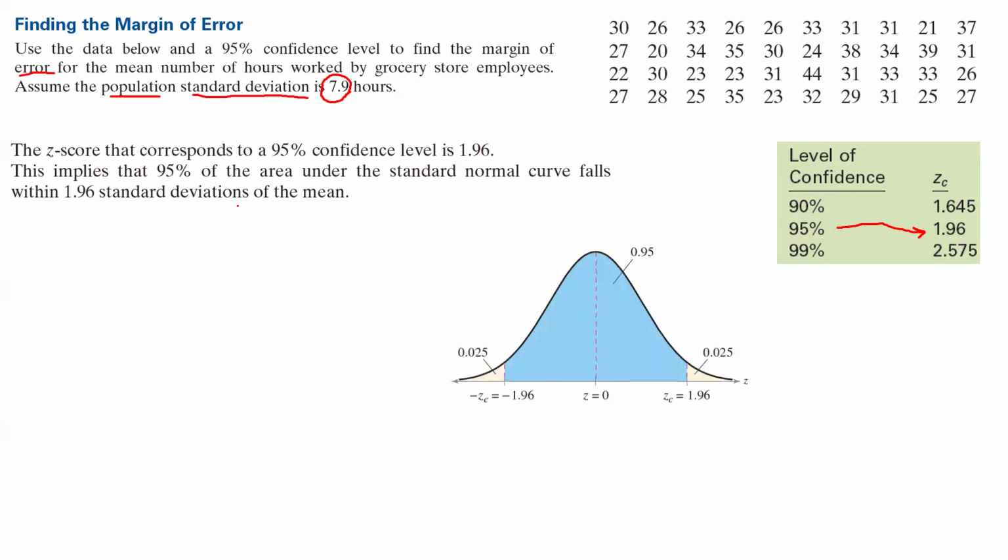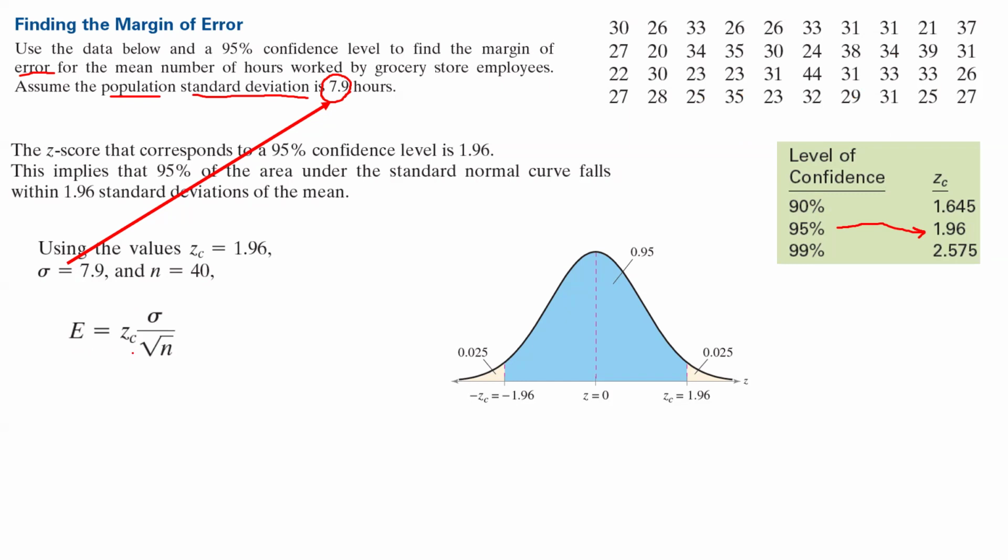Well, this is the visualization. 0.95 is the 95% level of confidence. The critical values that are dividing the probable statistic from improbable or unusual ones are 1.96 and negative 1.96. Now, use the value ZC, 1.96, and sigma, which is the population standard deviation, 7.9 hours, and n, which is 40, the number of data in our collection. We have 40 data in our collection.